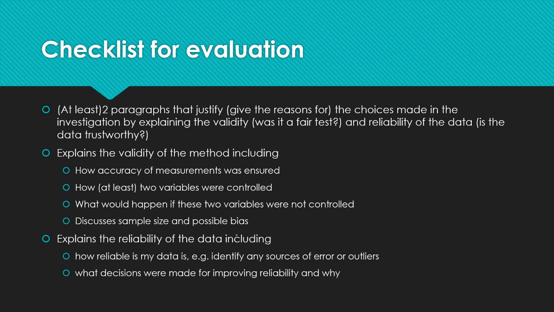So, checklist for evaluation. At least two paragraphs that justify or give the reasons for the choices made in the investigation by explaining the validity. Was it a fair test? And the reliability of the data. Is the data trustworthy? You need to discuss how accuracy of measurements was ensured. Discuss how at least two variables, probably more, were controlled. You're talking about the things you controlled. What would happen if these variables were not controlled? Really, what would have happened? And discuss the sample size and possible bias. Explain the reliability of the data. Identify any sources of errors or outliers and what decisions were made for improving reliability and why.